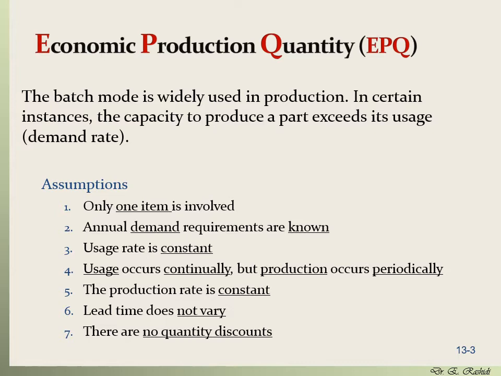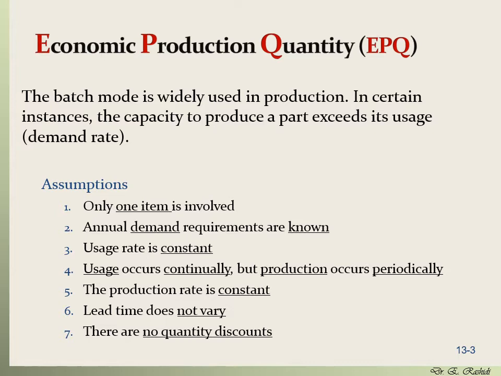You can run it periodically, because the capacity that you can produce is much more than the daily demand. So you're going to run the manufacturing, make product on a periodic basis, and put it in inventory, and then you're going to supply the market. When your inventory is going to run out, you're going to start production again, and this cycle is going to go on and on. So the usage occurs continually, but the production occurs periodically.